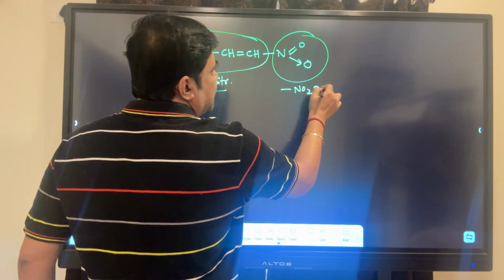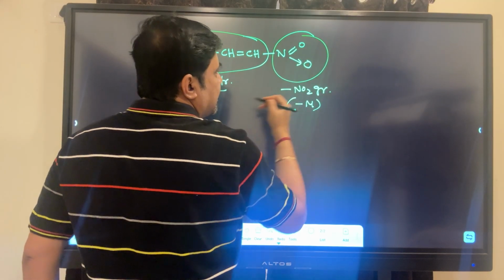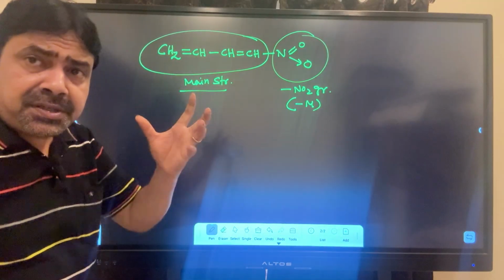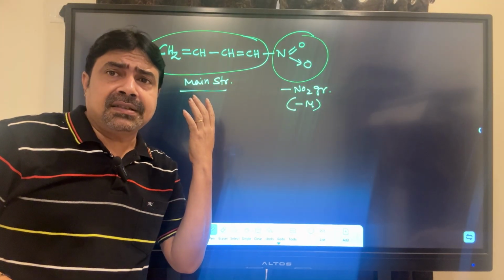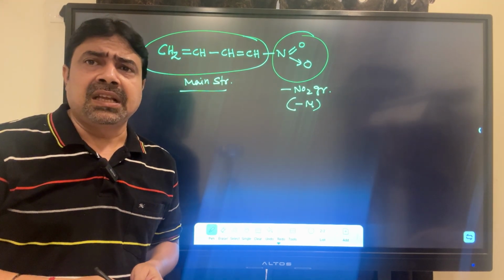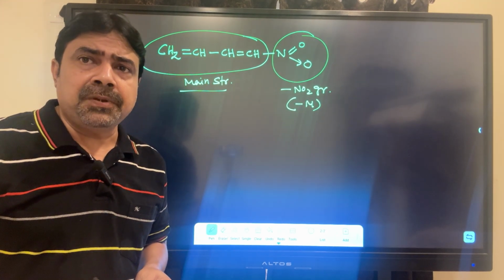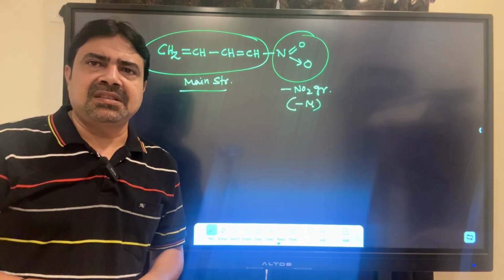Nitro group. This nitro group will exert what effect? Minus M effect. That means through the main structure of the molecule, it will withdraw the electron towards itself via delocalization. Resonance is nothing but what? It's a delocalization of a pi electron in a parallel p orbital. That is a resonance, nothing else.